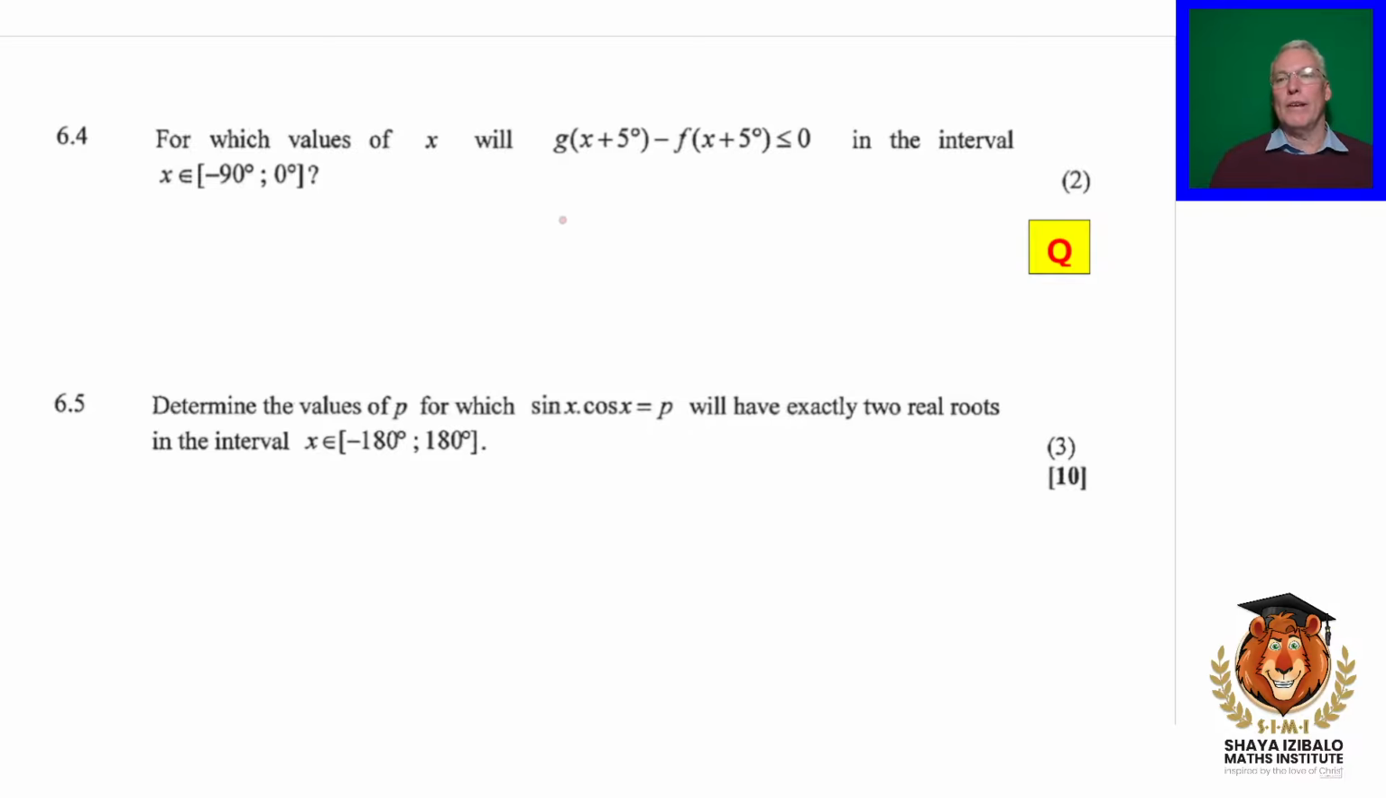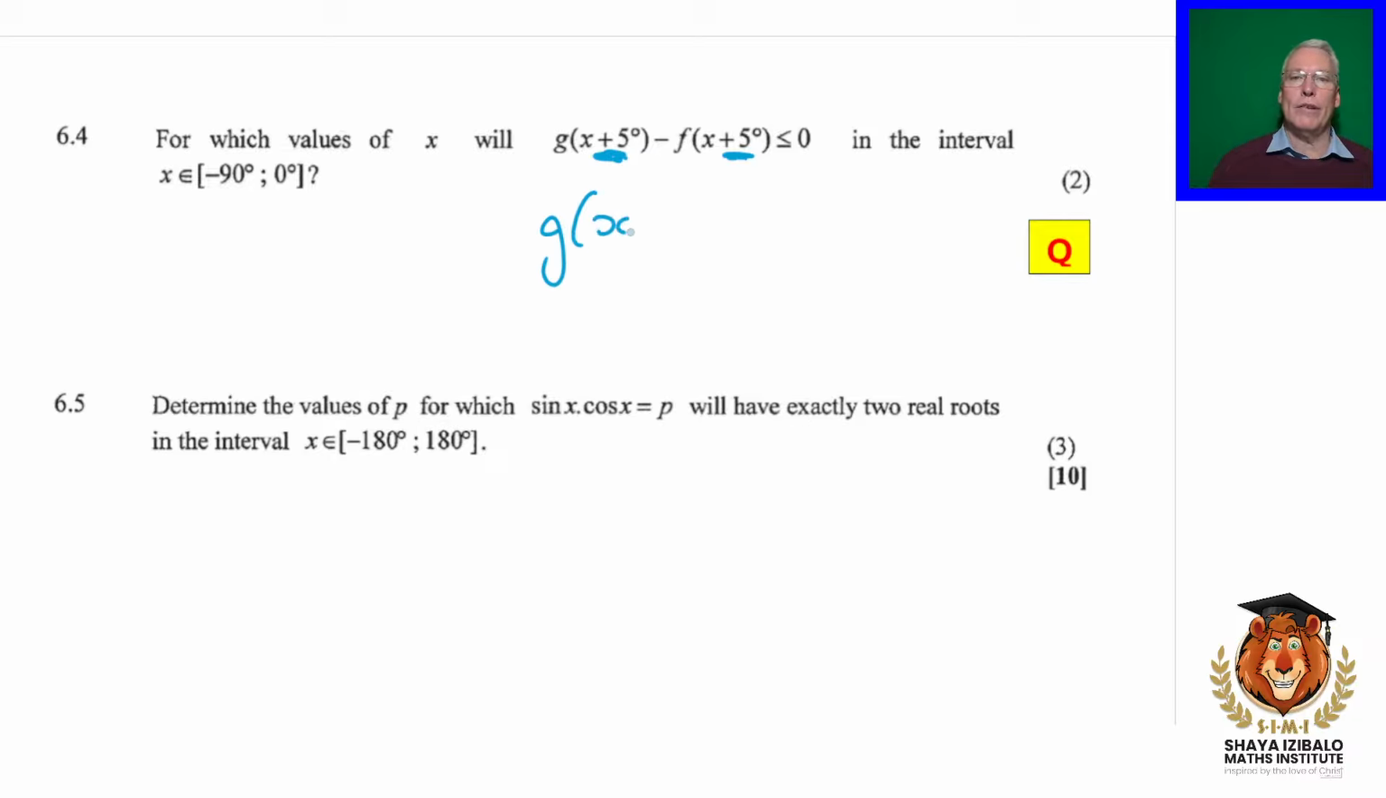The next question says, for which values of x will g of x plus 5 minus f of x plus 5 be less than or equal to 0 between 0 and -90? Now what I want to ask is, is this a left-right shift or an up-down shift? Absolutely, it's a horizontal shift rather than a vertical shift. In fact, what this is saying is that both graphs will move 5 degrees to the left.